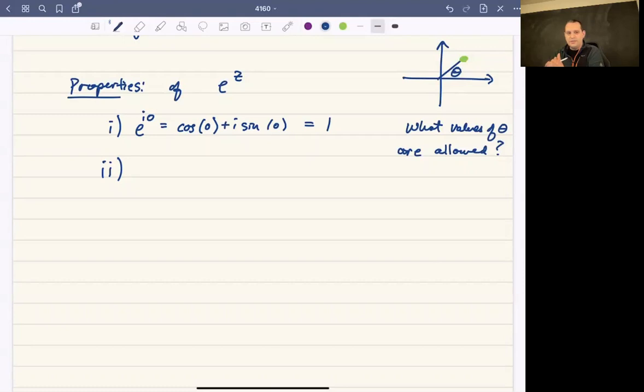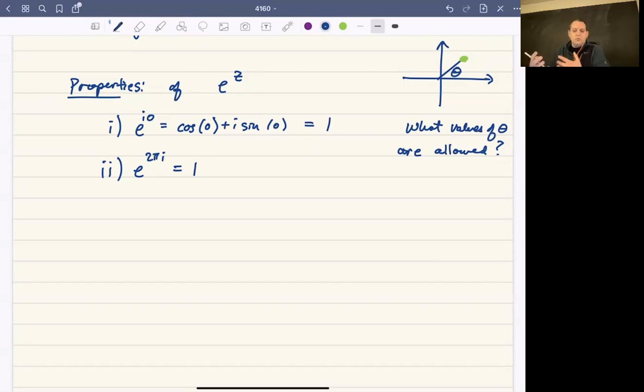We'll talk about this in due time, but the point here is that if I were to take e to the 2 pi i, that would also be 1, because e to the 2 pi i would just be cosine of 2 pi plus i sine of 2 pi, which is the same as cosine of 0 plus i sine of 0. And so the imaginary part of the exponential is periodic with period 2 pi.